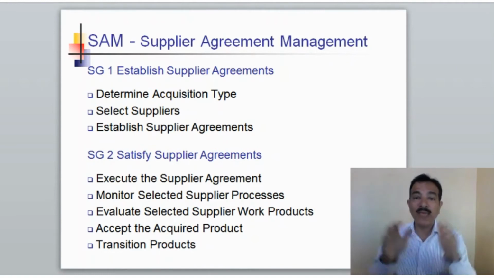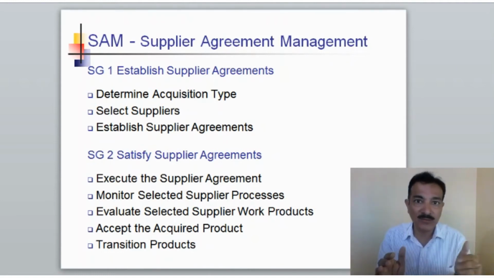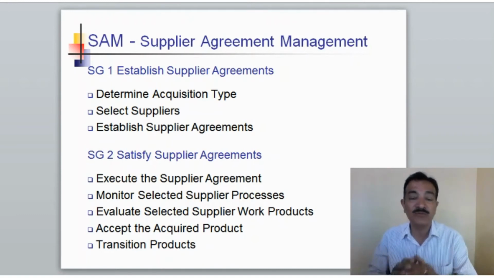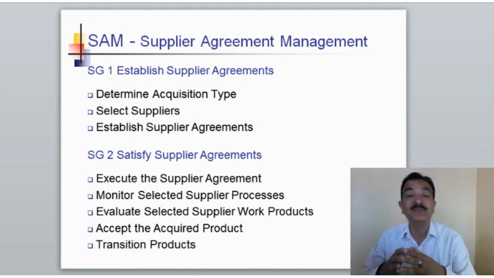So you would have to go through something like a DAR process. There is another process called DAR, decision analysis and resolution. So you will go through the DAR process and decide what is going to be the acquisition type. You will also use the DAR process for selection of the supplier. So the second is you will select the supplier.